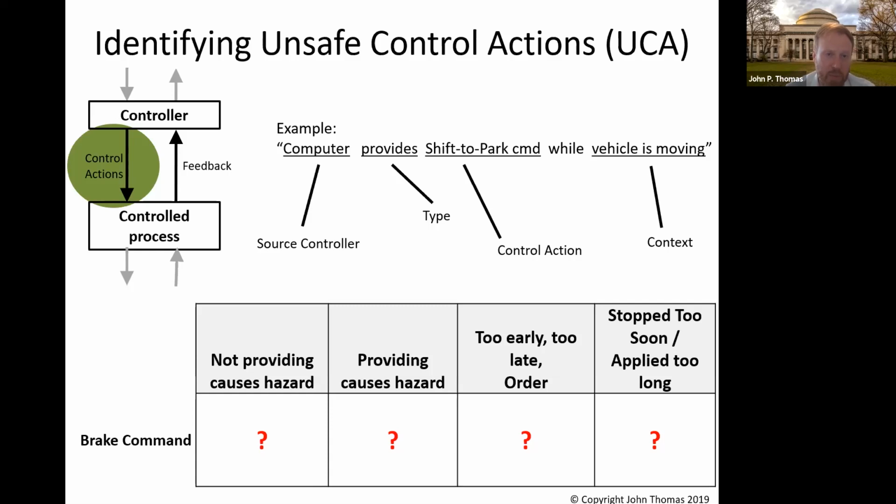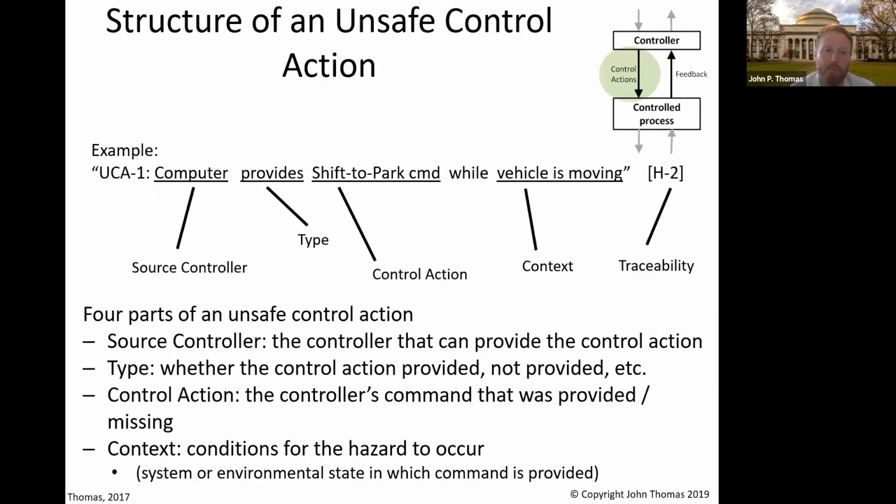Here's another example. Computer provides shift to park command while vehicle is moving. That doesn't sound so good. There are a couple other parts to an unsafe control action. We do need to provide that traceability at the end. UCAs trace back to the hazards, and the hazards trace back to the losses. We also should be giving these UCAs ID numbers or tag numbers so that we can link to them in the future steps.